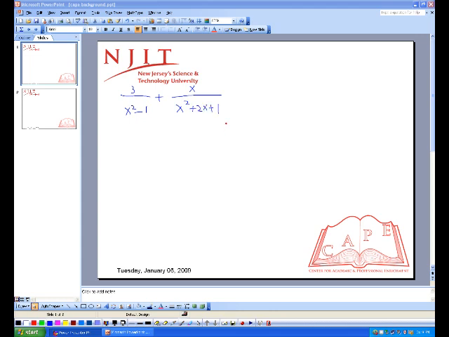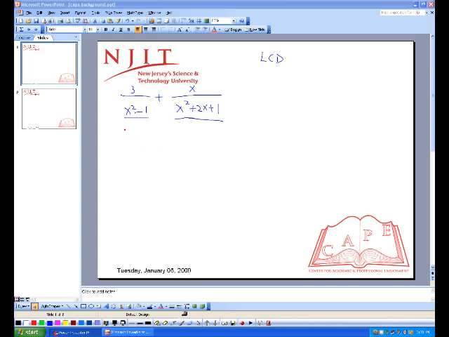Okay, now we have two rational expressions, but the denominators are different. That means we can't directly add or subtract the numerators. We have to convert them into the same denominator. So the first step you want to do is to find the least common denominator, LCD.